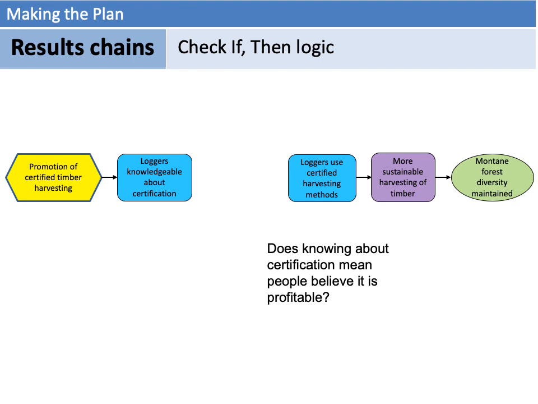So here's an example where I'll get you just to think about the if-then logic. In this case, we're looking at protecting mountain forests through the promotion of certified timber harvesting. This chain at the moment says if loggers are knowledgeable about certification, then loggers will use certified harvesting methods. If loggers use certified harvesting methods, then there'll be more sustainable harvesting of timber.